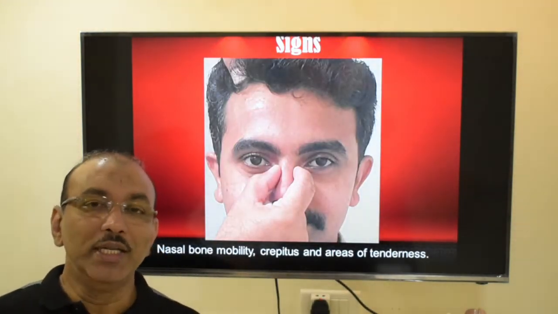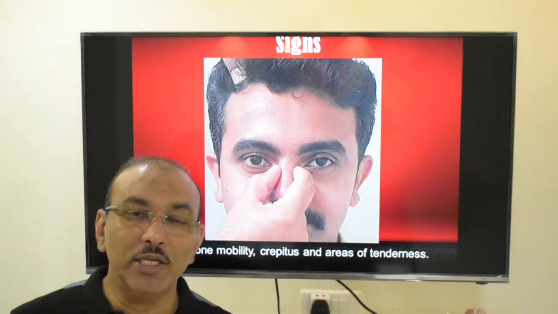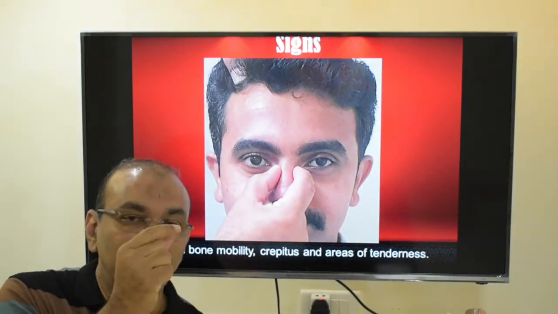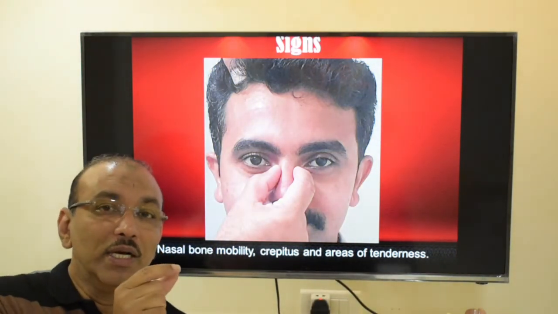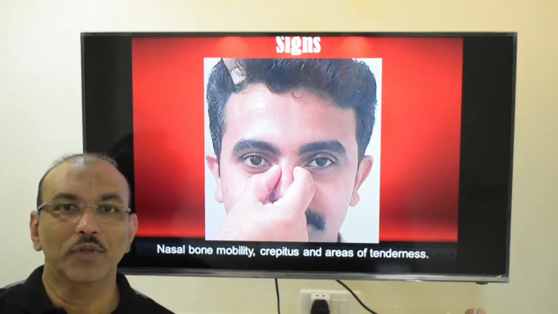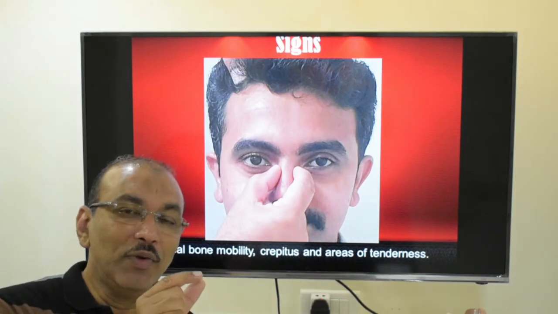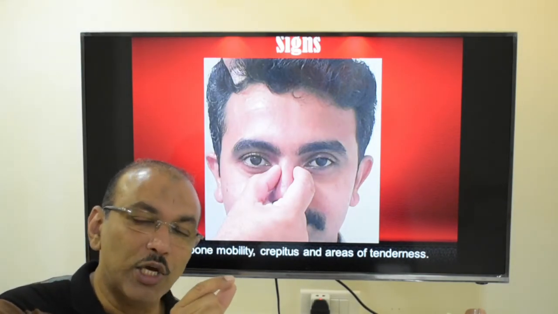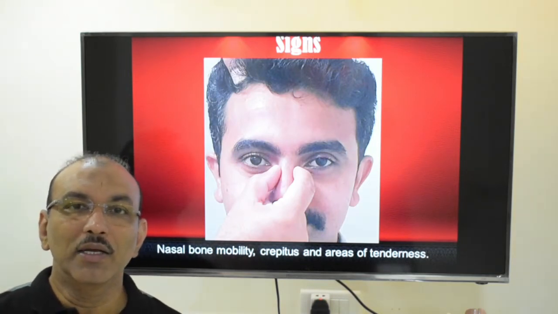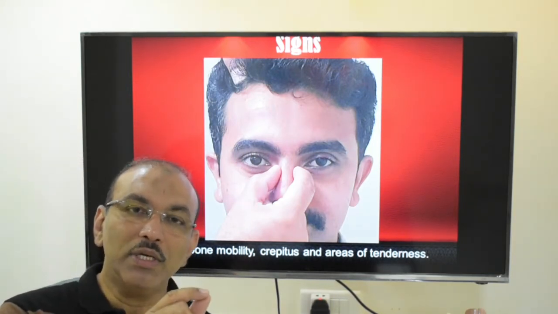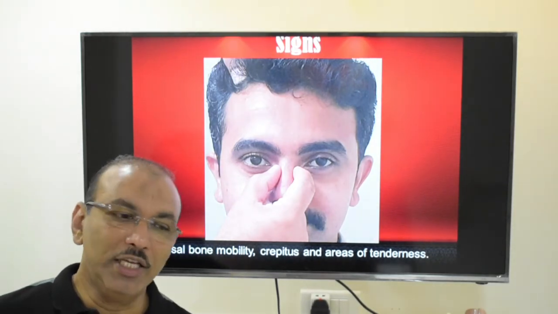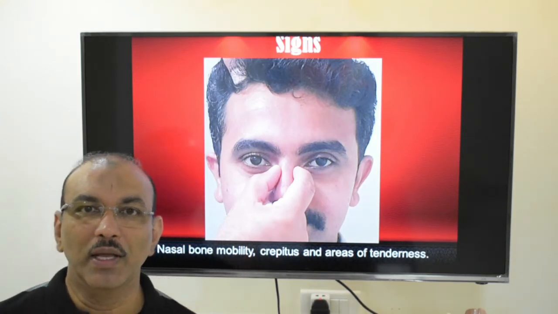On examination, the best way to diagnose a nasal bone fracture is by palpation, by touching the nasal bone. You should be very careful here, because when you touch, it's going to be painful. When you touch the part, we can hear a small crepitus sound because the bone is mobile there. So the crepitus confirms the presence of a bone fracture. That is the best examination, the best way to diagnose.